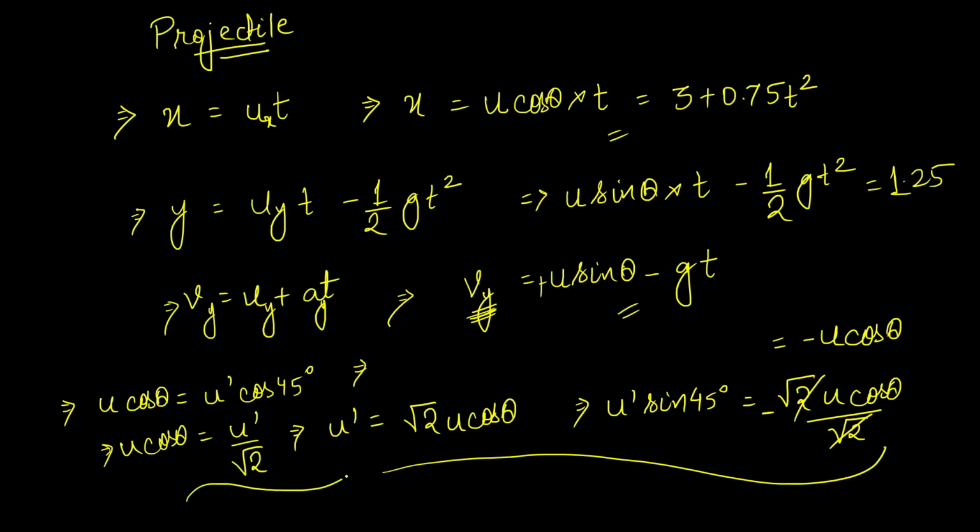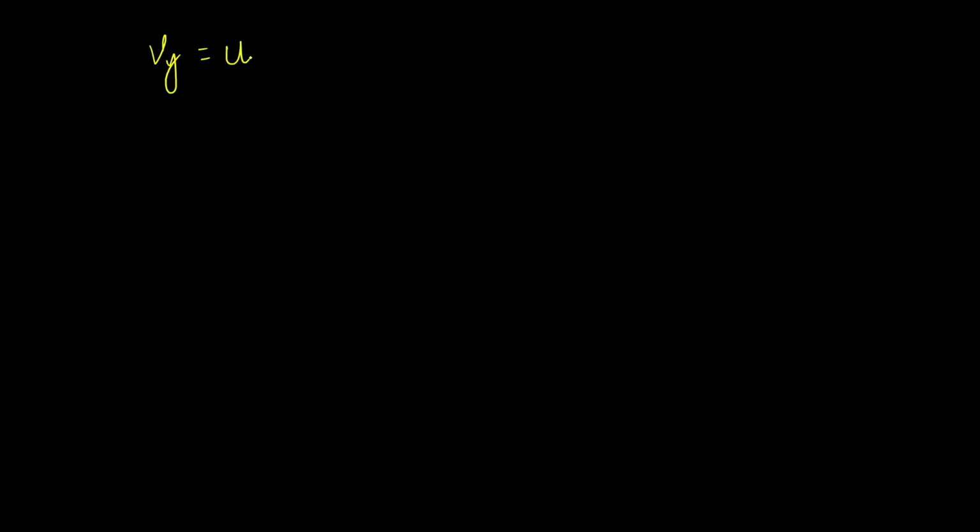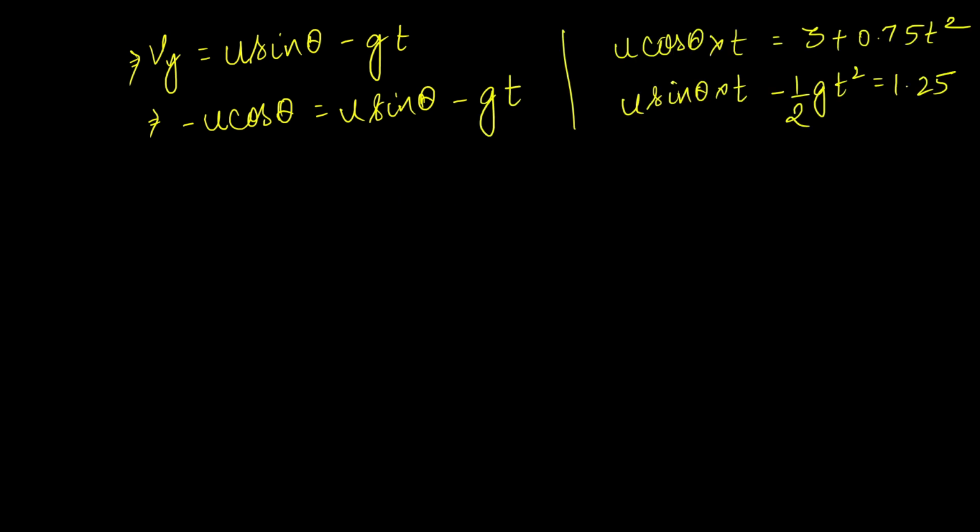So this is the important thing to know. You need to find a relation. Otherwise you're going to get confused if you write it directly. So let me write again this equation, that is Vy is equal to u sine theta minus gt, and Vy we found is minus of u cos theta, that is equal to u sine theta minus gt. The other two equations that we are having are this and this, as we have found. So from here I can write this as u sine theta multiplied by t is equal to, g is actually 10, that is given in the question, so that is 5t square plus 1.25.